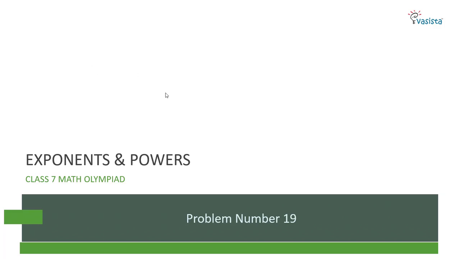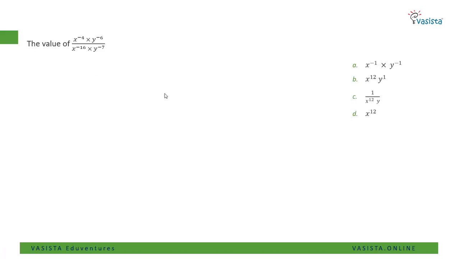Fine, let me go with the 19th problem here. Right. So the value of x to the power of minus 4 times y to the power of minus 6, divided by x to the power of minus 16 times y to the power of minus 7. So we are supposed to simplify it, right?